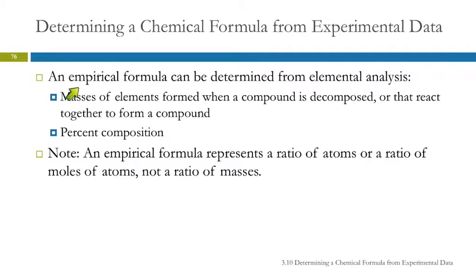So the masses of the elements that are formed when a compound is decomposed. We can take a compound, decompose it into its individual elements, weigh those elements, and from that calculate the formula of the compound, the empirical formula. We can also look at the masses of elements that react together to form a compound. And we're going to do that in an upcoming experiment. So we measure the amounts of the elements as they combine.